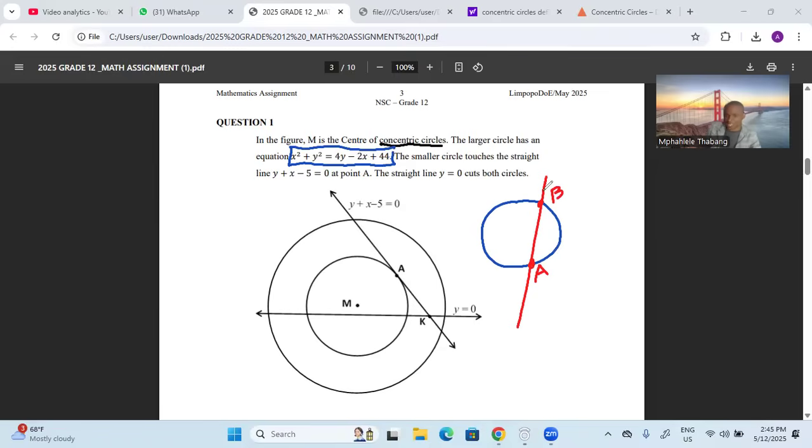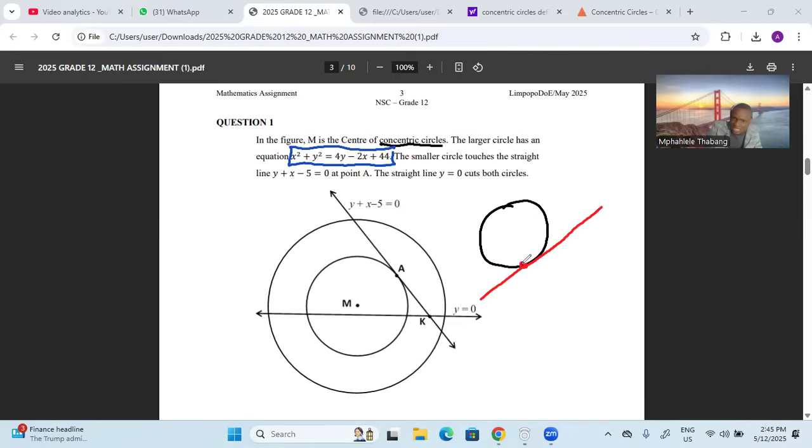A secant is a straight line touching the circle at 2 points. So it touches the circle at A and touches the circle at B. This straight line, we say it's a secant. Now, if the straight line touches the circle only at one point, let me draw the straight line touching the circle at one point. This is a tangent.